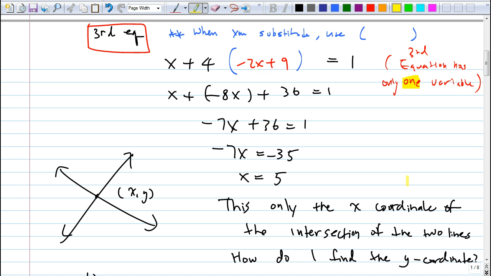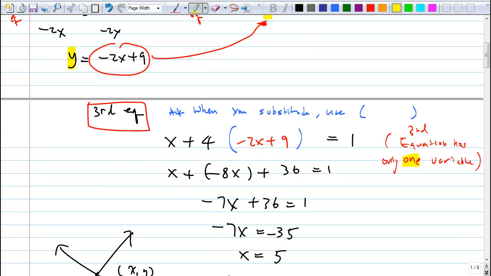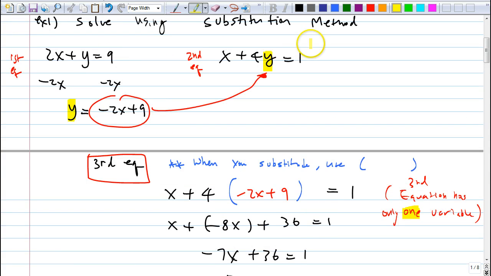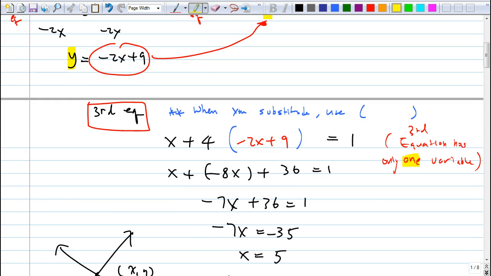This is only the x coordinate of the intersection of the two lines, right? So how do I find the y coordinate? You could plug into either the first equation or the second one, or what's even better? You don't have to plug into both. Since we know the x, you plug into both at the end when you have the answer, to check the answer to see if you got it right.